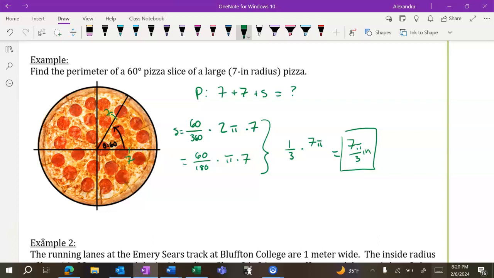In this problem where I'm looking for perimeter, decimal is probably more appropriate. However, in some of these problems, we're going to look to just keep it in terms of radians. So to find the perimeter, I would plug that back in, add those together, and get my answer.